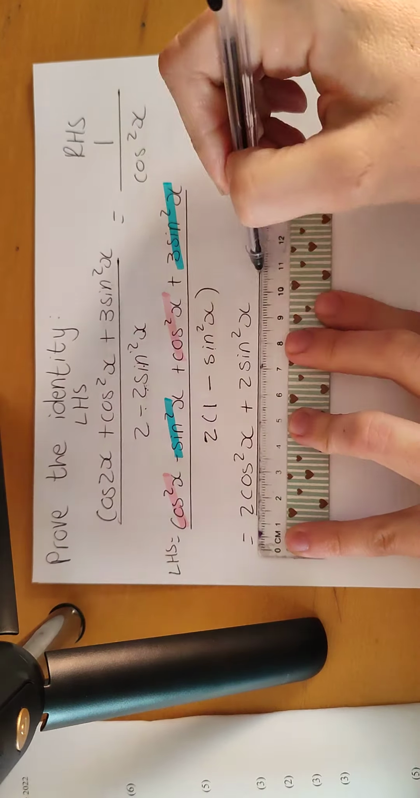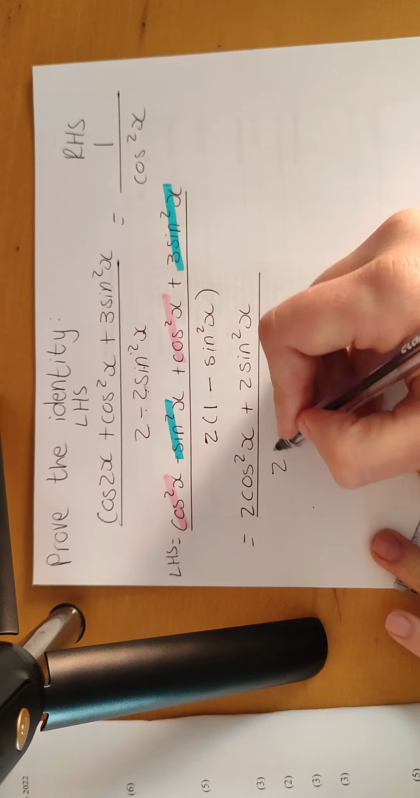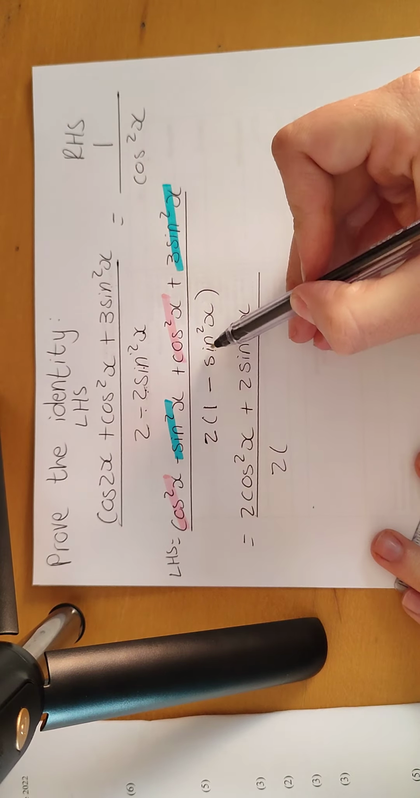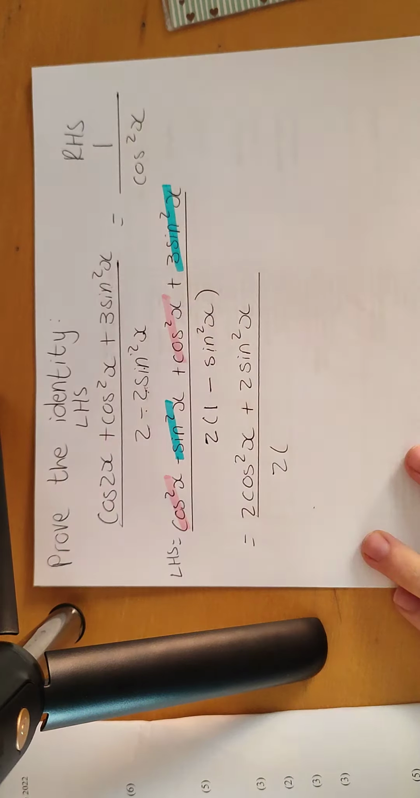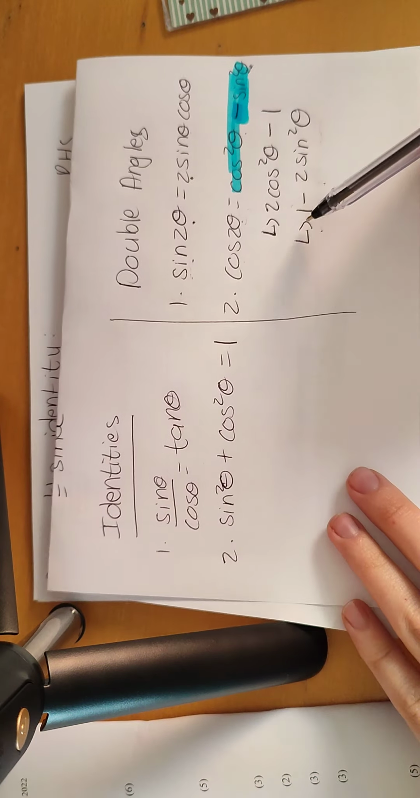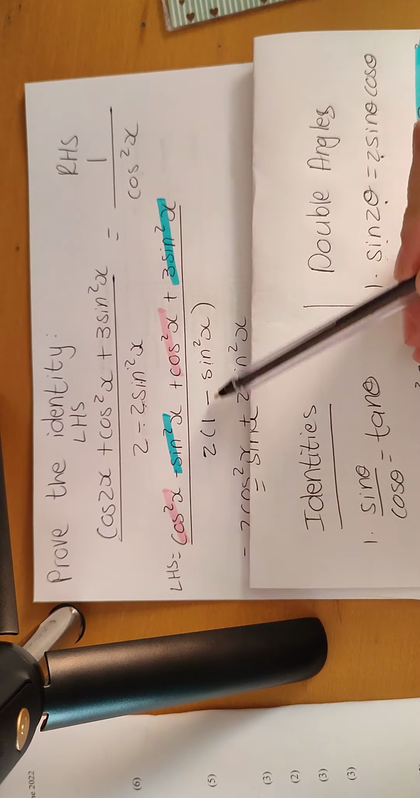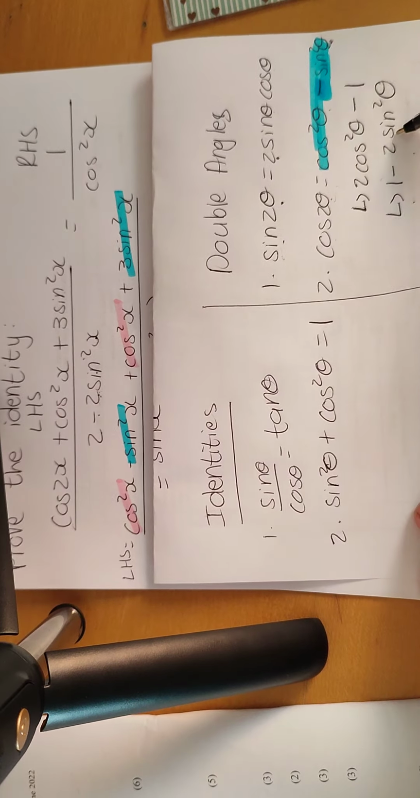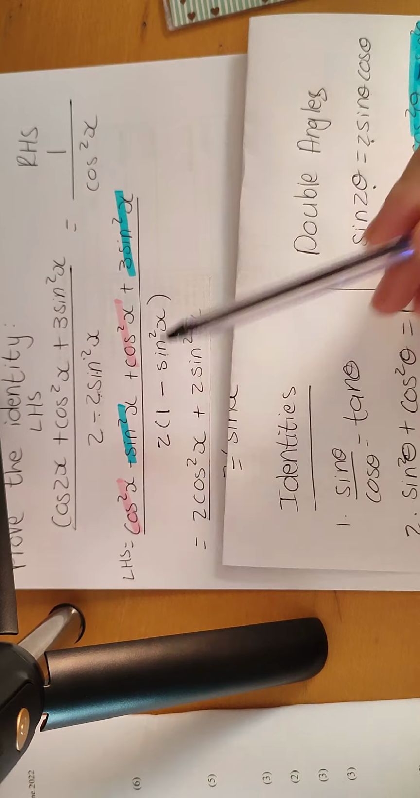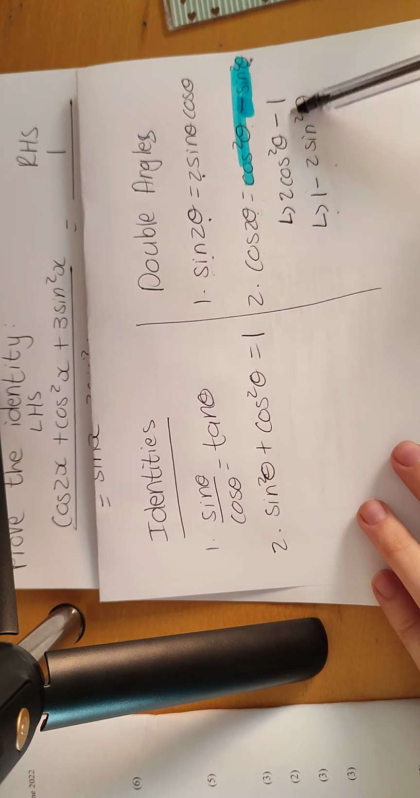Then, next, I have 2 times 1 minus sine squared x. Now, let's think quickly. 1 minus 2 sine squared theta. It's not the same. Do you see? This one has a 2, this one doesn't. So it's not a double angle, it's not written like this.